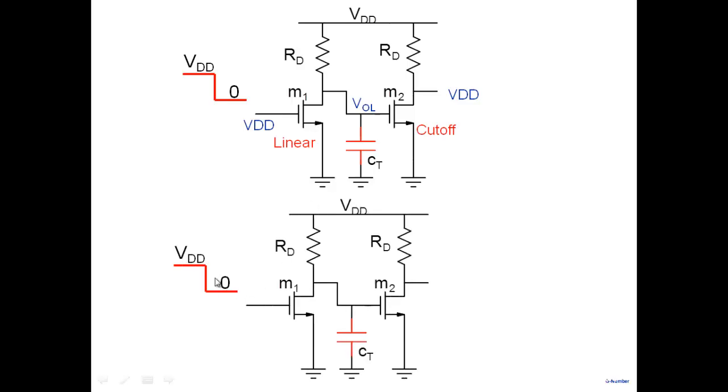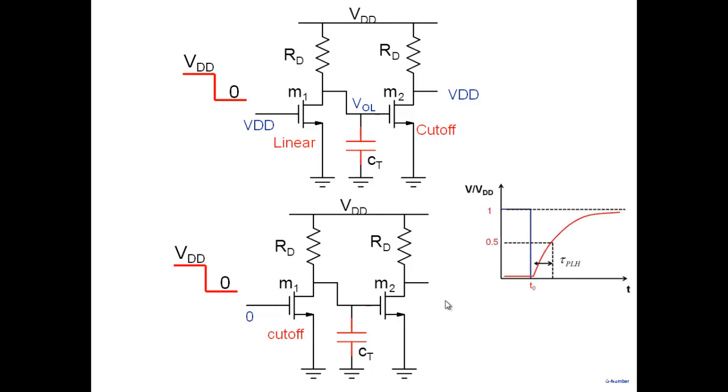Now note that once this is 0, what is the state here? This is cut off. And what is the state of this one? Well, if this is cut off, eventually this will go to linear. But how will it go to linear? It will go from VDD to VOL. It goes from cutoff to saturation to linear. That's how it goes.